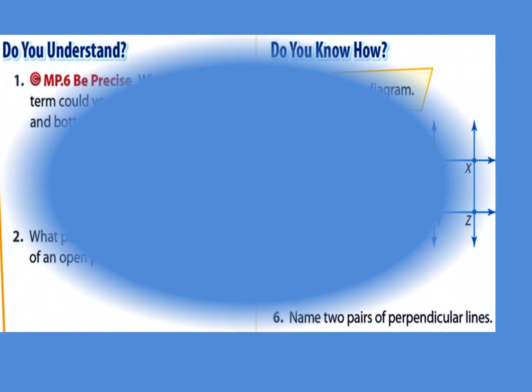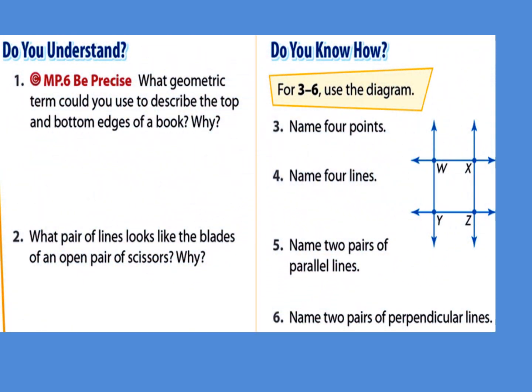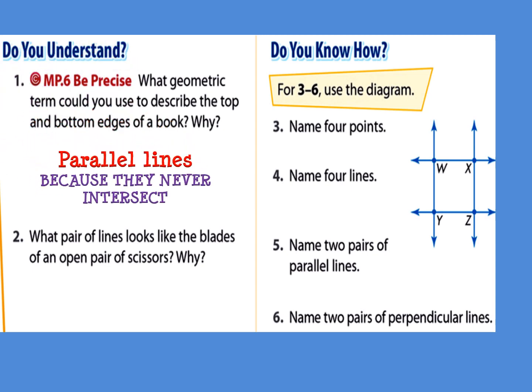The first question, he said, what geometric term could you use to describe the top and bottom edges of the book? How to describe those two lines? Yes, the top side of the book and the bottom side of the book. Of course, those two lines never intersect, never meet. So those two lines will be, yes, exactly, parallel lines, because they never intersect, they never meet.